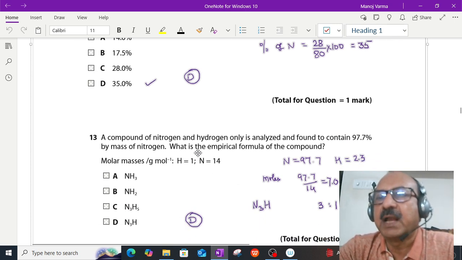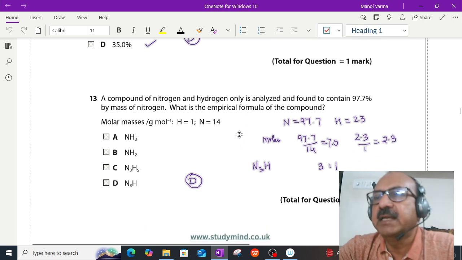A compound of nitrogen and hydrogen only is analyzed and found to contain 97.7% by mass of nitrogen. What is the empirical formula of the compound? And these are the options. A student may be tempted to write the answer as ammonia because ammonia is the most common, but let us see whether that is the answer.